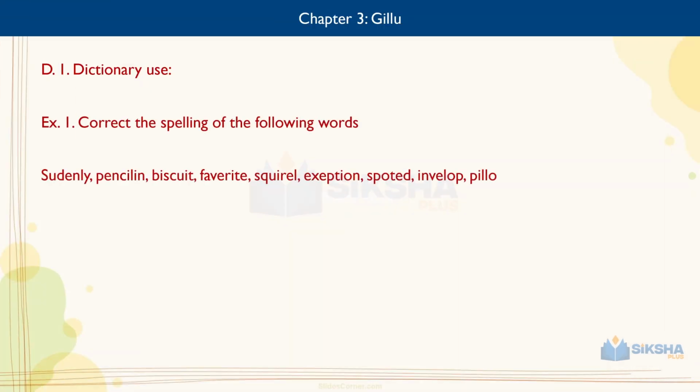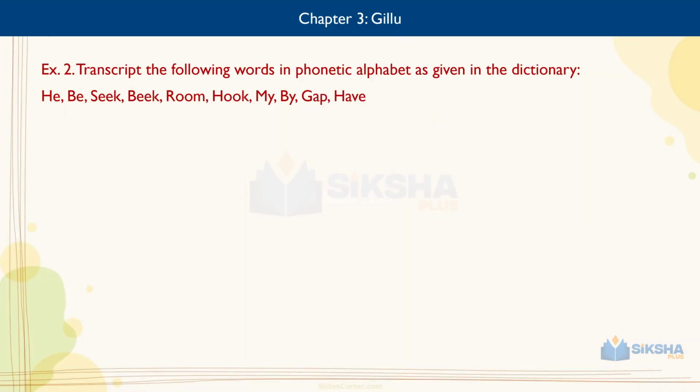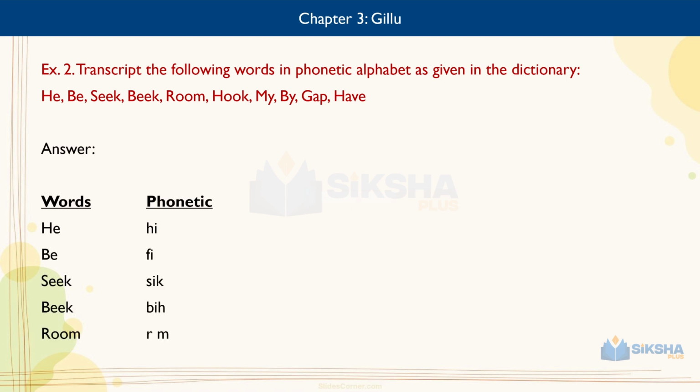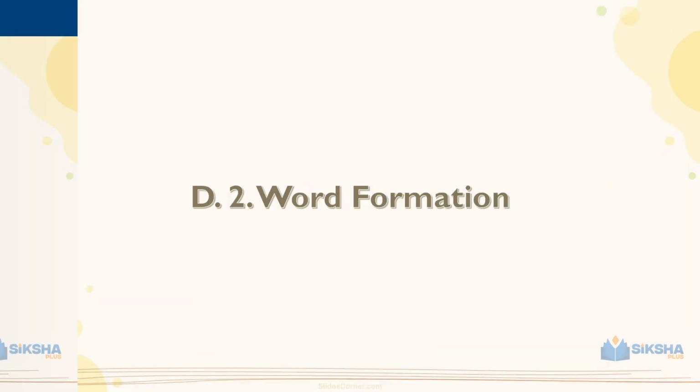Word study, dictionary use. Question number 1. Correct the spellings of the following words. Answer. Suddenly, penicillin, biscuit, favorite, squirrel, exception, spotted, envelope, pillow, belief. Question number 2. Transcribe the following words in phonetic alphabets as given in the dictionary. Answer. Words, phonetic: he, hi, be, fi, sick, sick, big, b, room, rm, hook, hk, my, mai, by, fai, gap, gaep, have, haev.